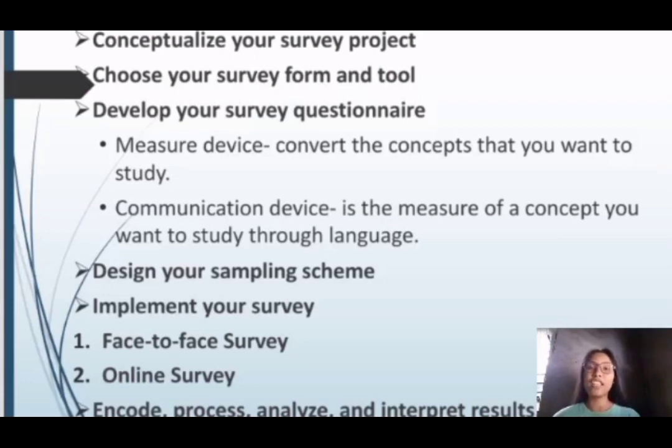Fourth is to design your sampling scheme. A survey must satisfy the requirement for external validity, which means that the survey results generated from the representative sample may be used to make inferences about the target population. Fifth is to implement your survey. There are two types of implementing your survey.